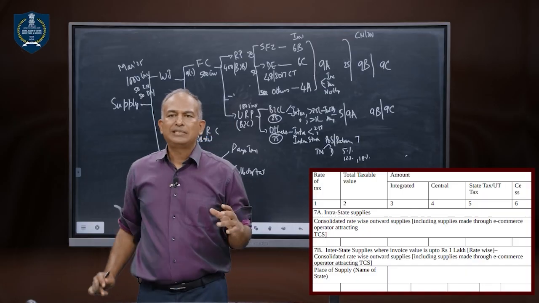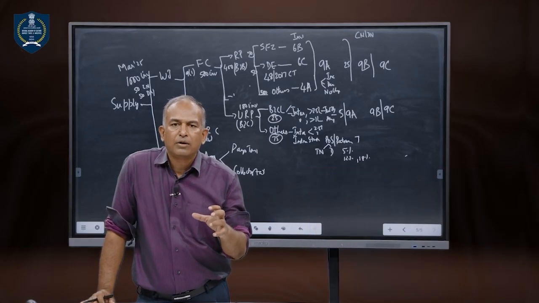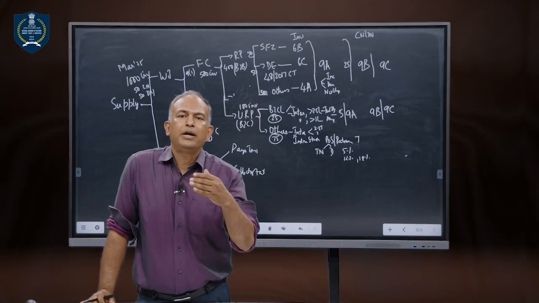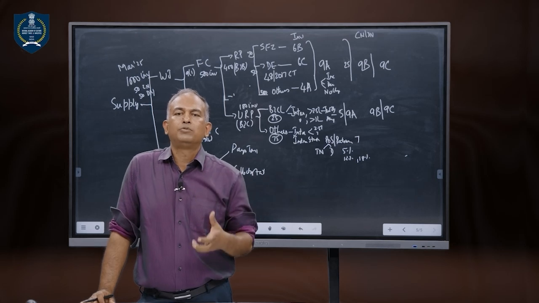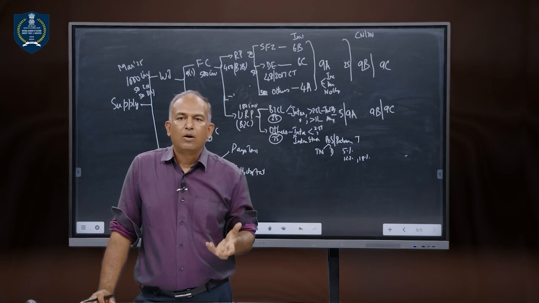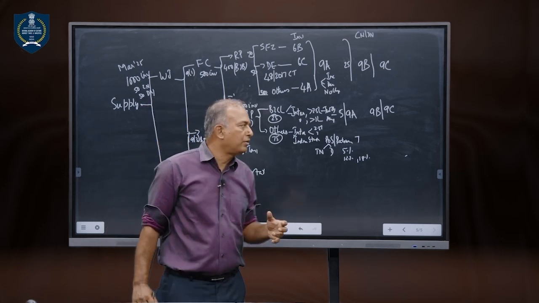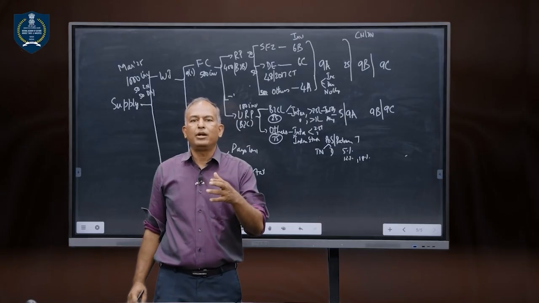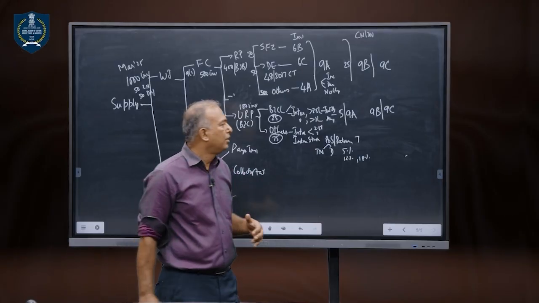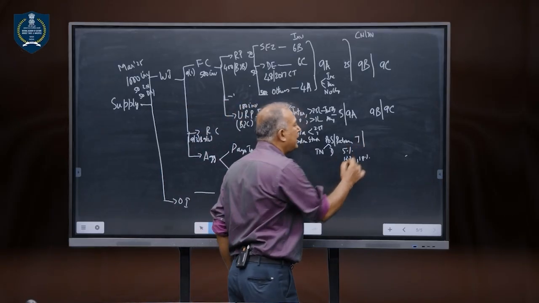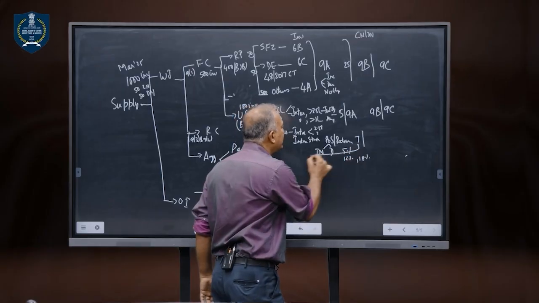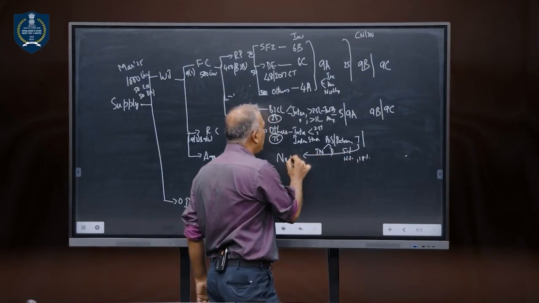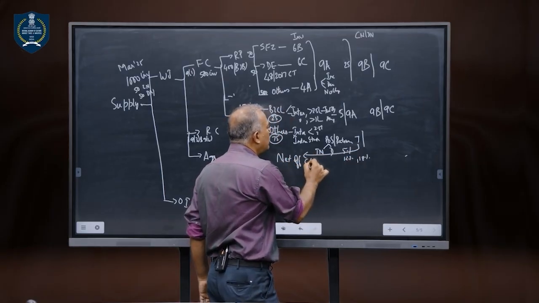So table 7 is the first table where summary entry is shown and it is not invoice wise entry. Now here is where you need to remember the next part. When you show summary entry, that is, it is not invoice wise, the summary entry in table 7 will always be net of credit note and debit note.